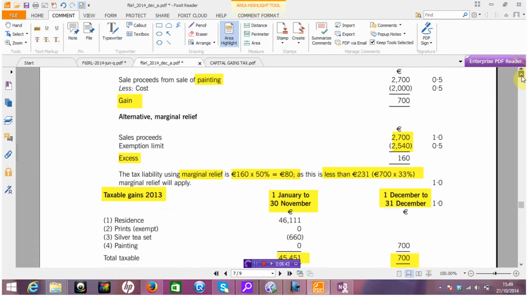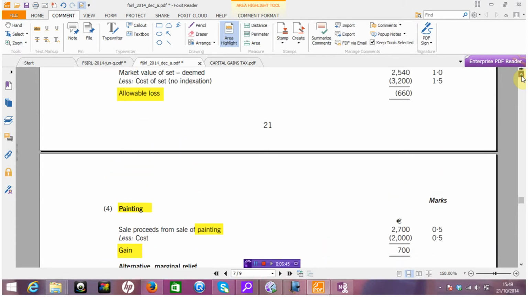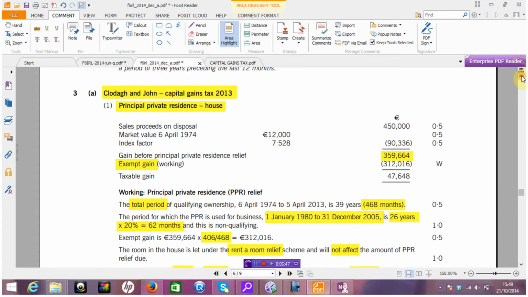Okay, so if we go to item number 1, which was the principal private residence, you can see that, as mentioned when we were looking through the question, this top part of the working, it really sort of works as you would expect. It's proceeds less cost equals gain. We're given the proceeds in the question.